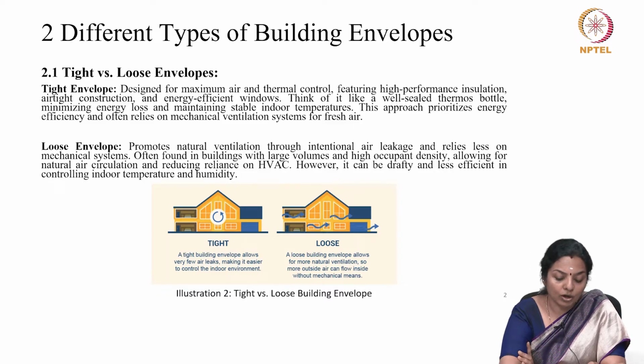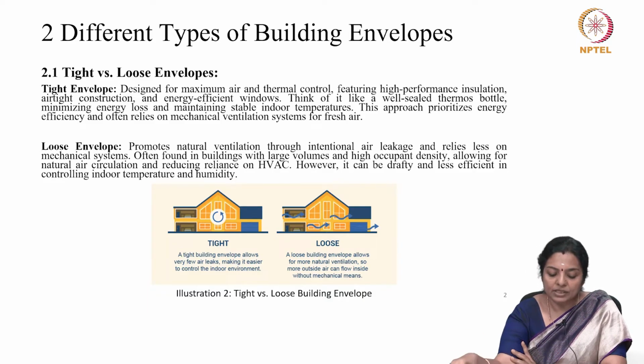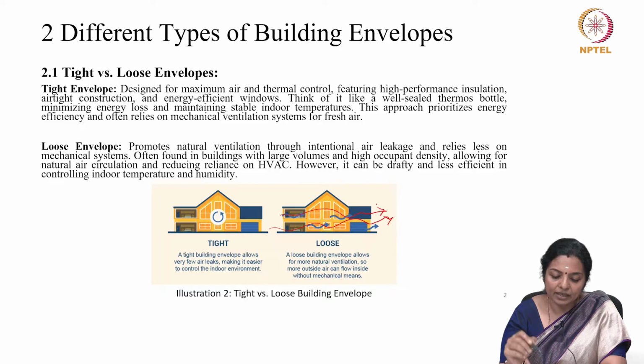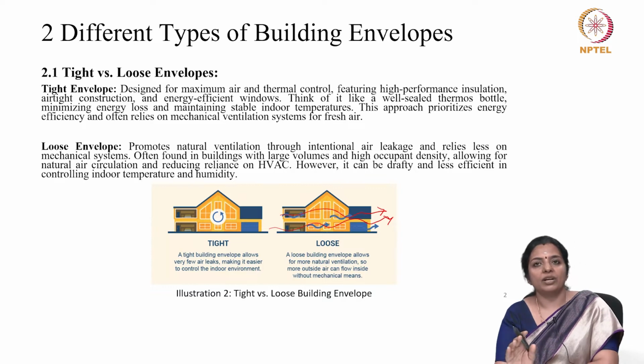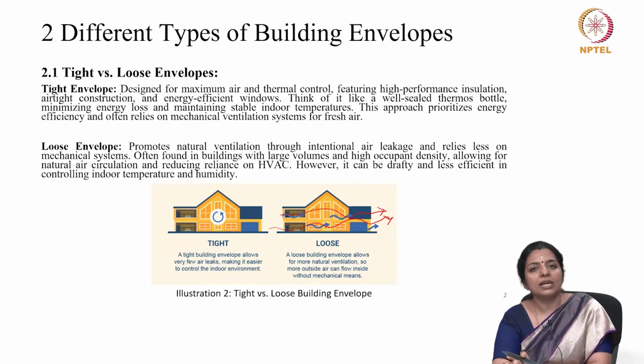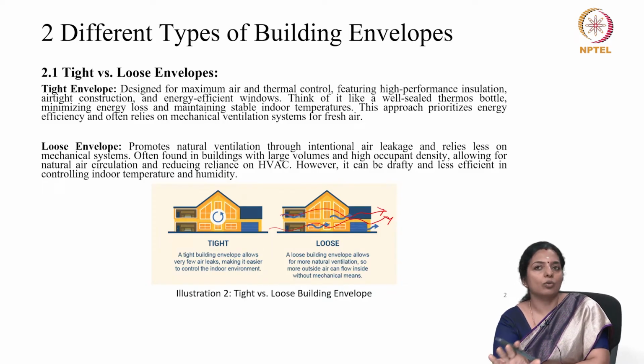The other one we will call a loose envelope. In a loose envelope, it promotes natural ventilation, it's porous, and it promotes breeze movement inside, which is actually an intentional air leak, and it relies less on mechanical systems. This is often found in buildings which are large volume and high occupant density, allowing for natural air circulation and reducing the reliance on any active means of heating or cooling like HVAC.